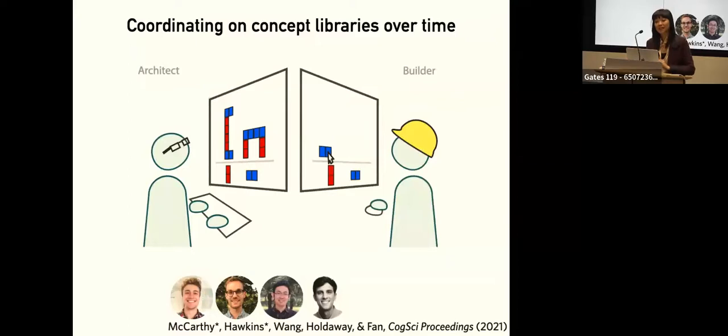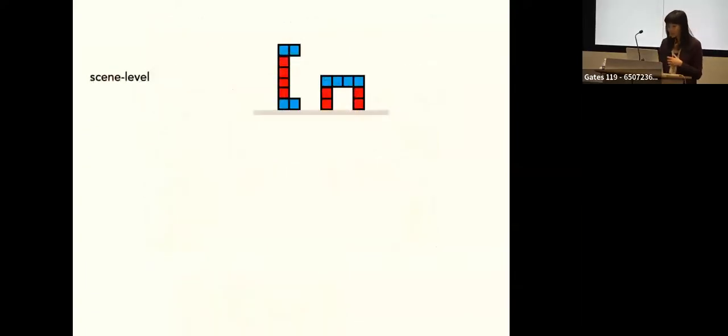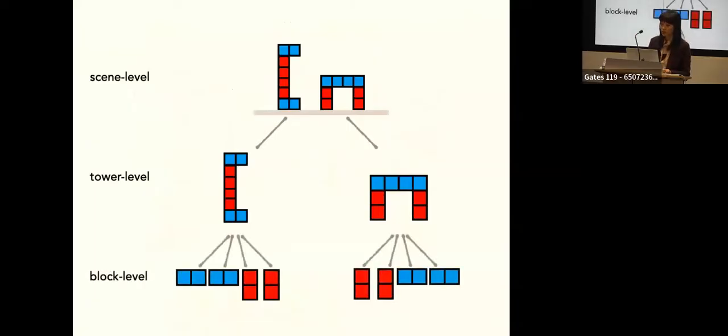The builder, on the other hand, couldn't see the target scene they were trying to recreate, but was able to take actions in the environment and place blocks. So it was up to the architect to provide useful step-by-step assembly instructions, which they typed into a chat window, which the builder could then use to reconstruct the target scene. In this study, every target scene was structured hierarchically. Each scene contained 2 towers, each of which consisted of 4 blocks.